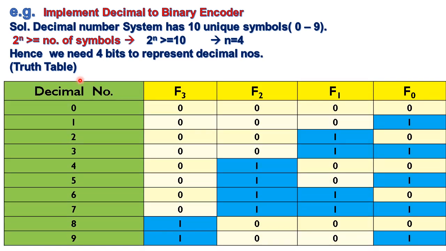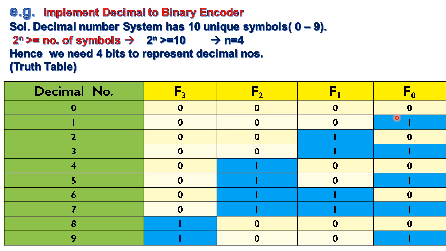In this truth table, the leftmost column has inputs from 0 to 9 and the remaining columns represent 4 bits: F3, F2, F1, F0. These are the binary equivalent in 4 bits for the given decimal numbers. For example, if we take the first row 0, its binary equivalent in 4 bits will be 0000. If we take 4, the binary equivalent will be 0100.